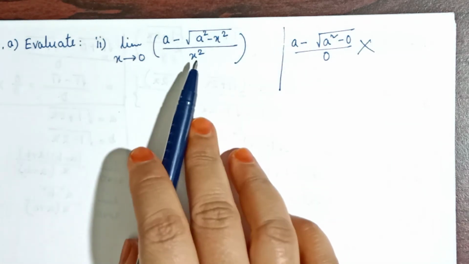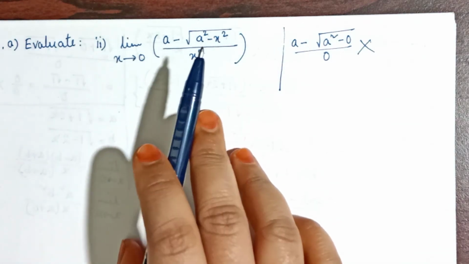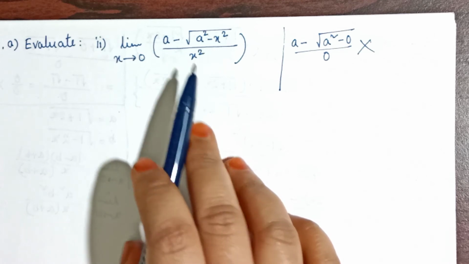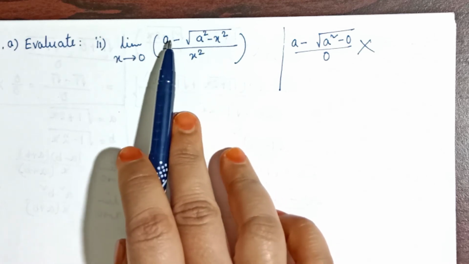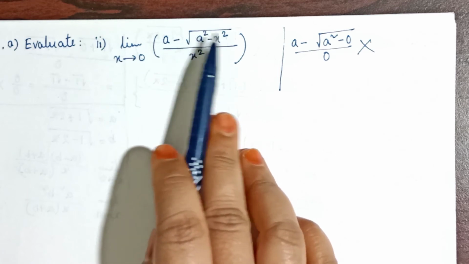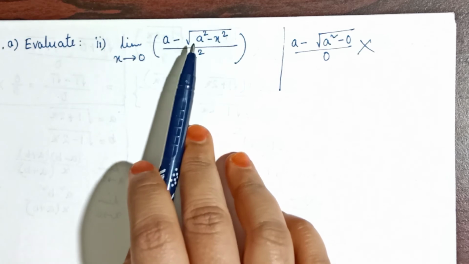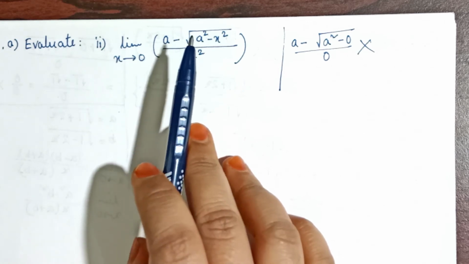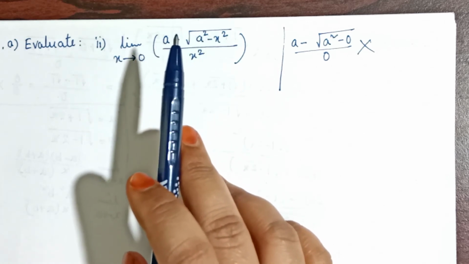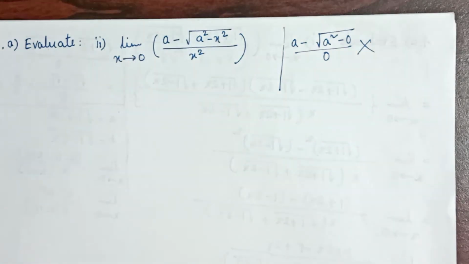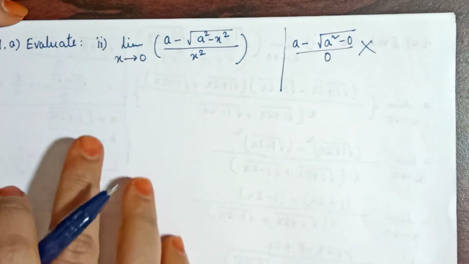So that's why we cannot directly substitute x equal to 0 here. Again we have to remove the term x square. Now how can we remove the term x square? Here if we assume that this is a minus b, one value, like the previous one, then we have to introduce the term a plus b. Then only we will get the value a square minus b square. So now let's get started.